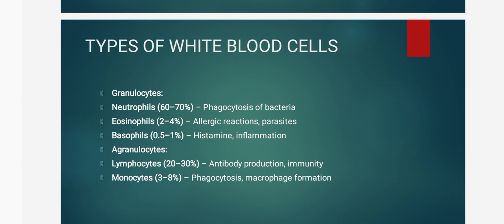Types of white blood cells. White blood cells are classified into two main groups: granulocytes and agranulocytes. First, granulocytes, which include neutrophils, eosinophils, and basophils. Neutrophils perform phagocytosis and destroy bacteria. Eosinophils take part in allergic reactions and parasitic infections. Basophils release histamine and heparin during inflammation. Second, agranulocytes, which include lymphocytes and monocytes. Lymphocytes are responsible for immunity and antibody production, and monocytes, which are the largest white blood cells, perform powerful phagocytosis. All these white blood cells together form the immune defense system of the body.